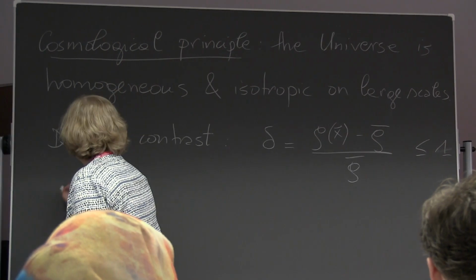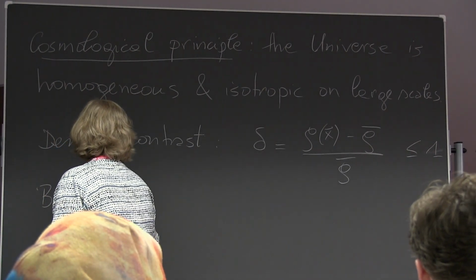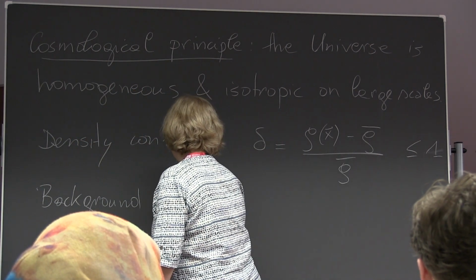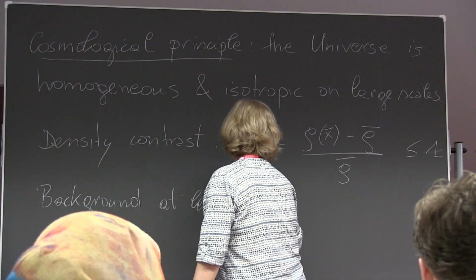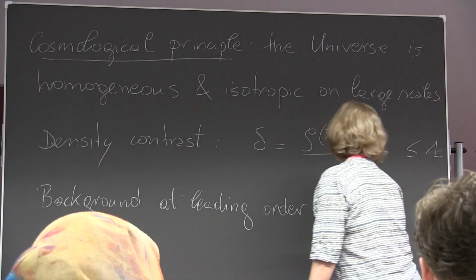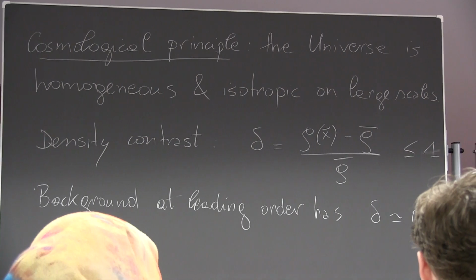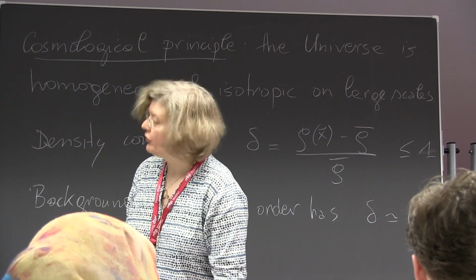So the background, at leading order, has delta equal to 0. And this is what I will discuss now. So how can we discuss an isotropic and homogeneous universe?